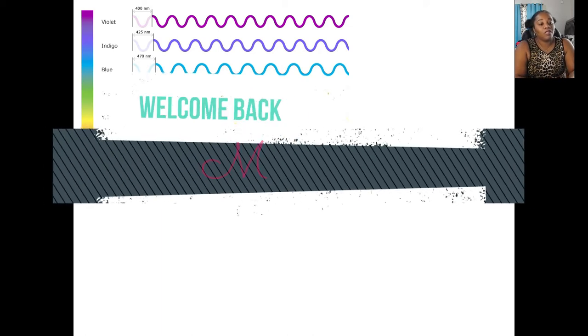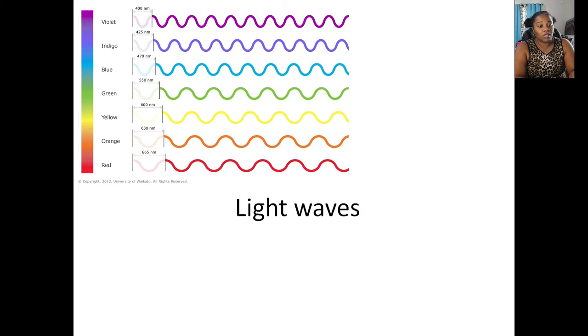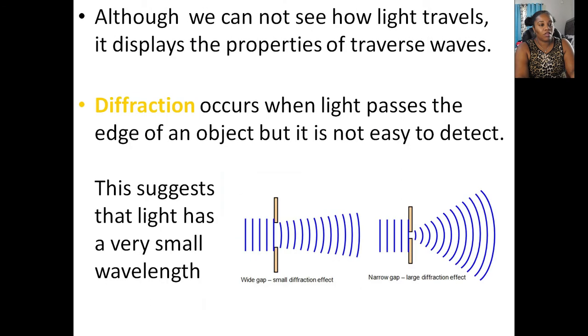Alright, so welcome back to our third installment of waves, sound and light, and now we're into light waves. Although we cannot see how light travels, it displays the properties of transverse waves. Diffraction occurs when light passes the edge of an object, but it is not easy to detect. This suggests that light has a very small wavelength.